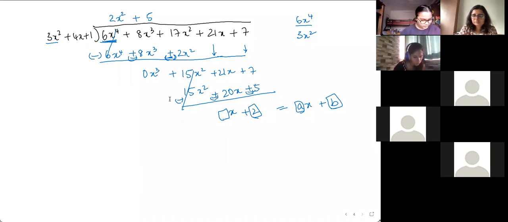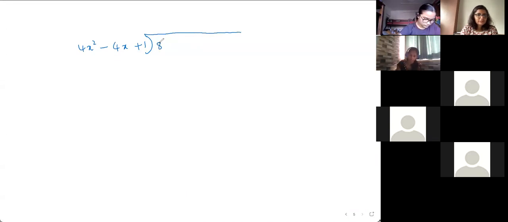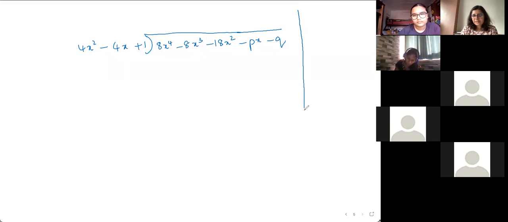Ma'am, could you do this division one so that I understand how to do it without the numbers? Yeah. So we have 4x squared minus 4x plus 1. The dividend is 8x power 4 minus 8x cubed minus q. So when you don't have it, to reduce the confusion, just have a rough space where you can do the calculation separately from the division. I'll show you what that means.